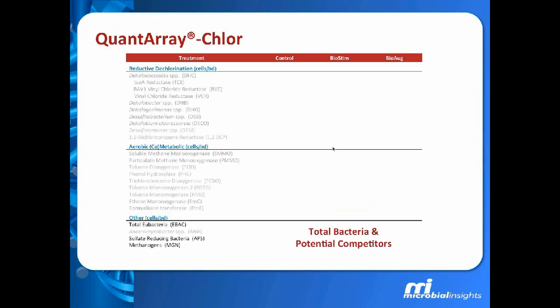Finally, we can look at total bacteria as well as other functional groups. For example, both sulfate-reducing bacteria and methanogens can potentially compete with halo-respiring bacteria like Dehalococcoides for available electron donor. So following electron donor addition, we have commonly seen a temporary increase in sulfate-reducing bacteria prior to seeing an increase in Dehalococcoides.